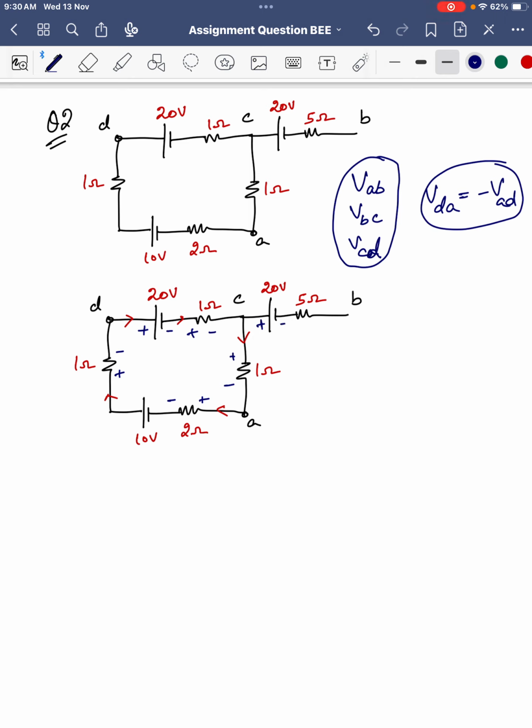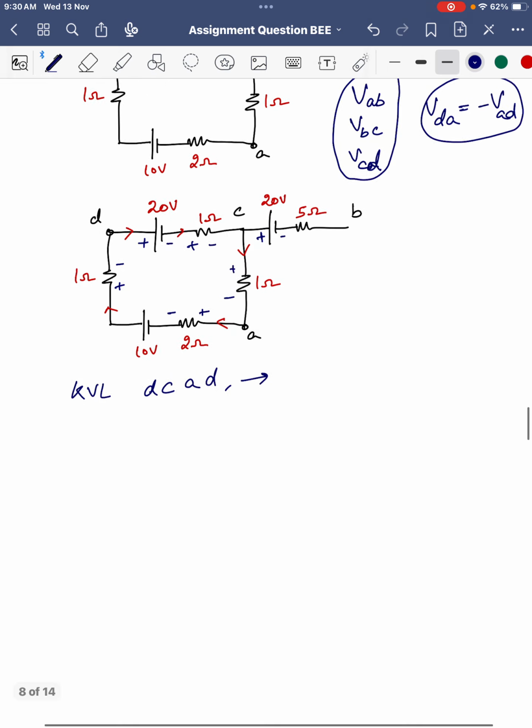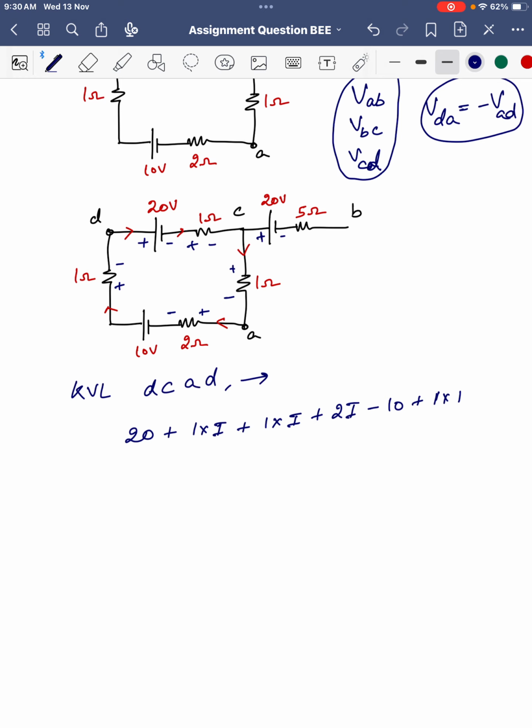And let us apply KVL. Applying the KVL in the path DCAD. So in this closed path we are applying the KVL. So we will get the equation like 20 plus 1 into I. Similarly 1 into I plus 2 into I minus 10 plus 1 into I is equals to 0.